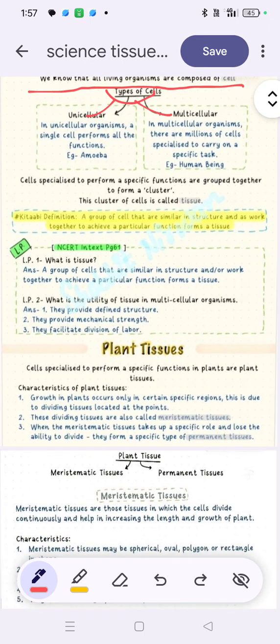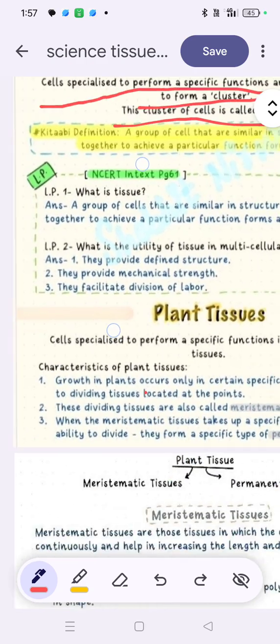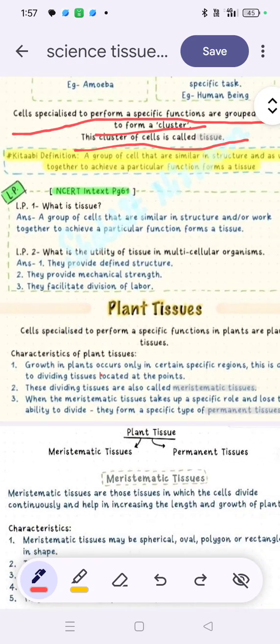So what is tissue? Cells specialized to perform a specific function are grouped together to form a cluster. This cluster of cells is called tissue. So tissue means the cells that perform a specific function in a specific region. Or we can say a group of cells that are similar in structure and work together to achieve a particular function forms a tissue.